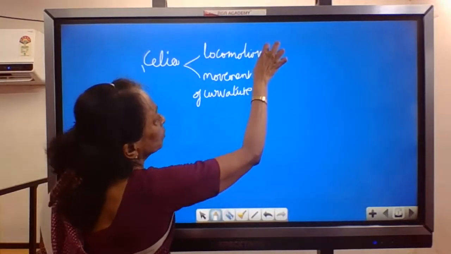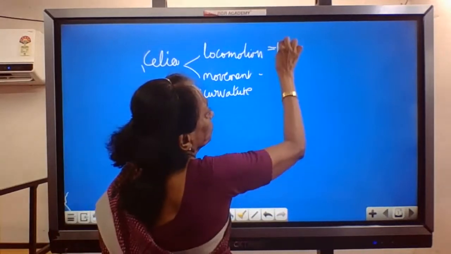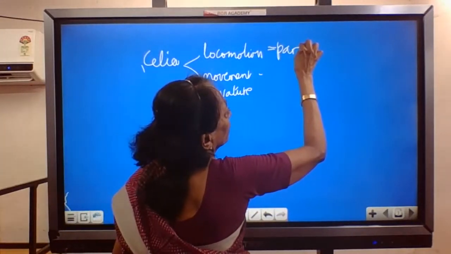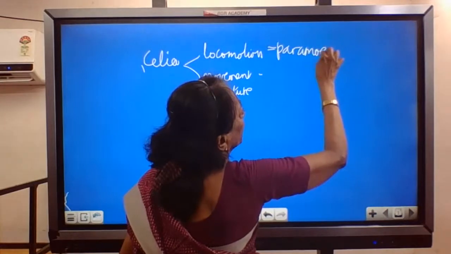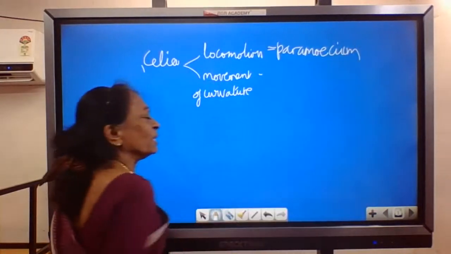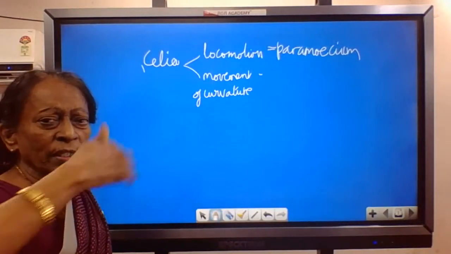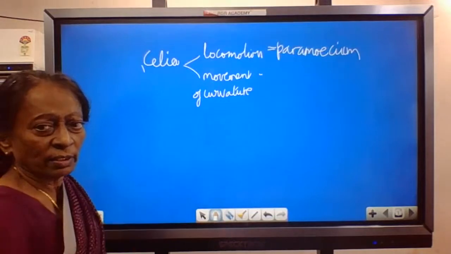Okay. Now locomotion. In the case of locomotion, take for example Paramecium. Paramecium is a protozoan, called the slipper animalcule. It has a number of cilia around the body. The cilia move like an oar, and that propels the body forward.